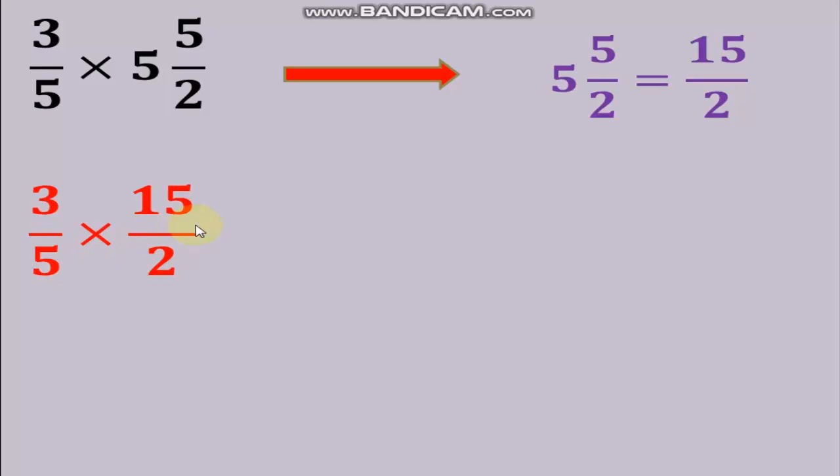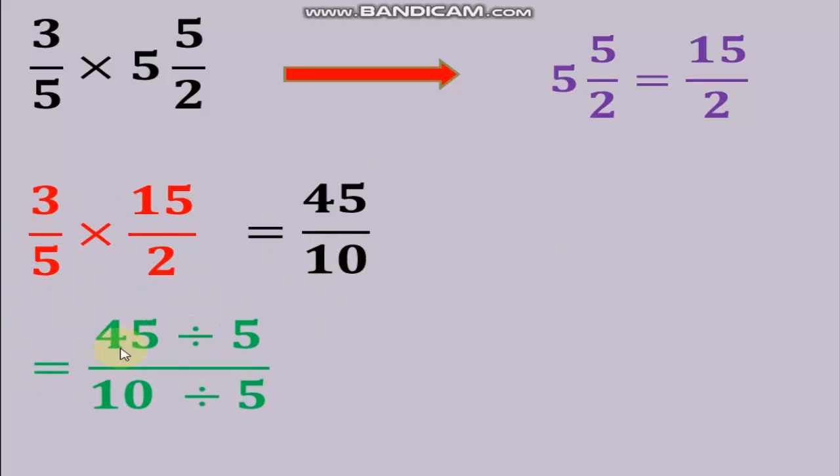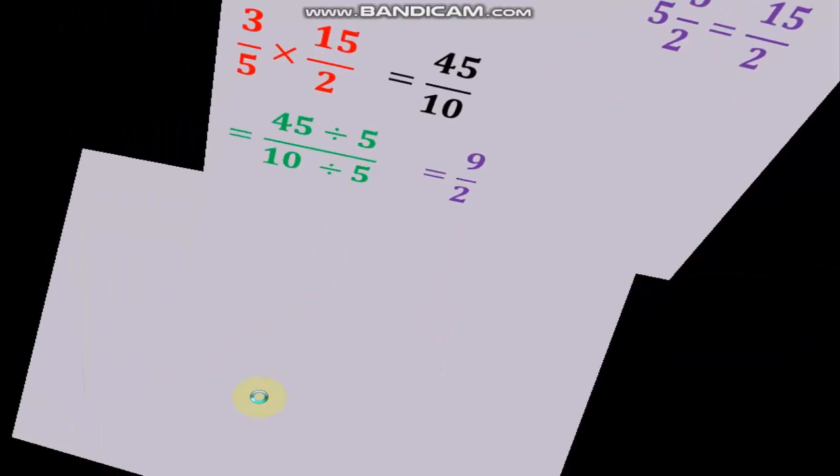Step number 2, multiply the numerators and denominators. 3 times 15 equals 45. 5 times 2 equals 10. Step number 3, put the result in the simplest form. 45 and 10 are divisible by 5. 45 divided by 5 equals 9. 10 divided by 5 equals 2.